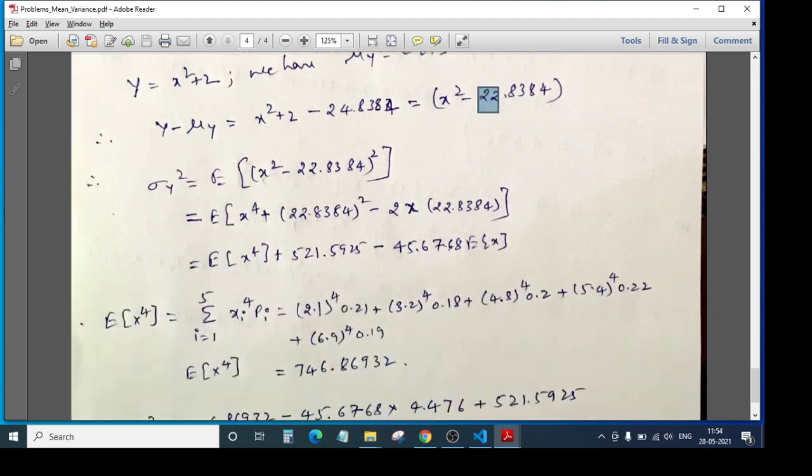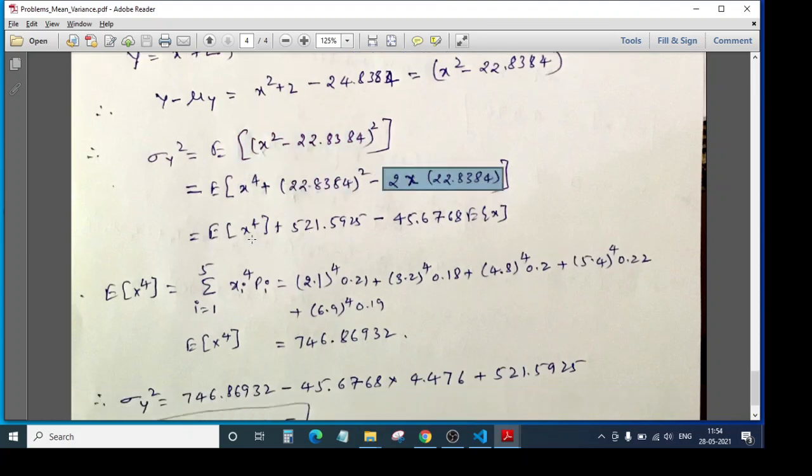Okay, so we'll find the expectation of this, x square minus 22. So this is nothing but (a minus b) the whole square, where you will be getting a square plus b square minus 2ab. So this is what we have done here. Okay, so we have got your sigma square of y till here.